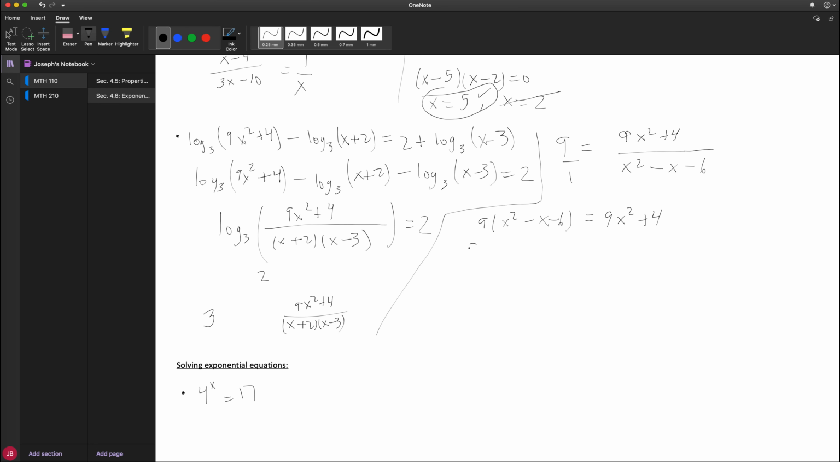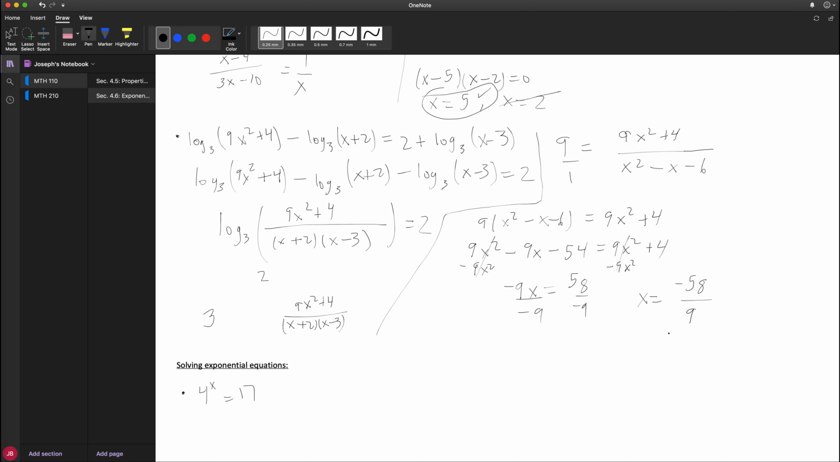And so simplifying, I get 9x squared minus 9x minus 54 equals 9x squared plus 4. And you solve this, you'll notice that you can subtract 9x squared from both sides, and it actually cancels, so that's nice. And so I get minus 9x minus 54 equals 4. So if I add and move some stuff around, what I get is minus 9x equals 58, which I can divide by minus 9. And I get x equals negative 58 over 9.